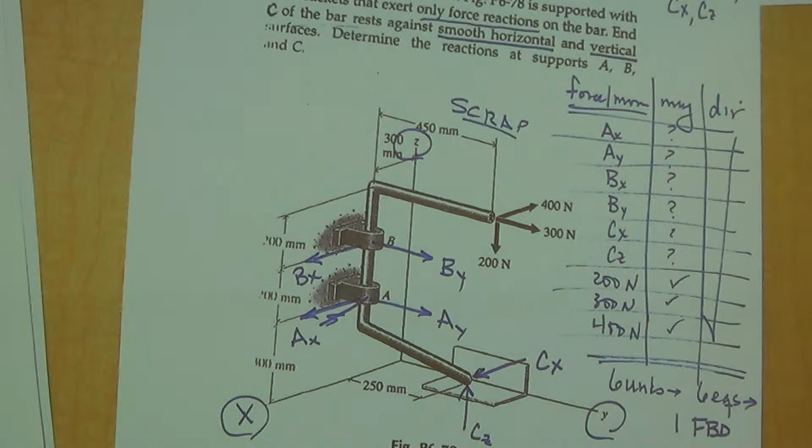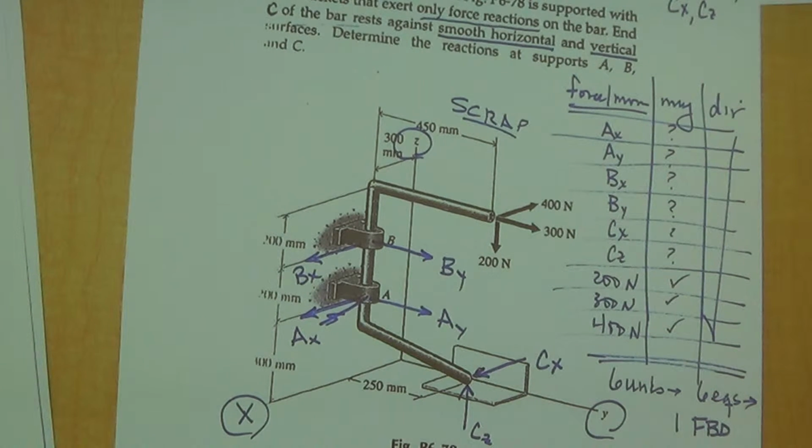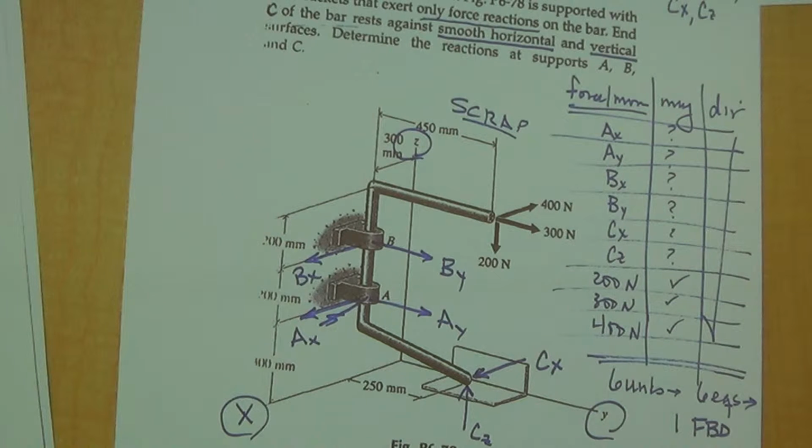Why am I saying that's the best equation to pick first? There's only one unknown in it. We know what CZ is, right? What is it? 200. Yeah. Because when we sum the forces in the z, it's CZ minus 200 equals 0. So that's the best equation to do first.